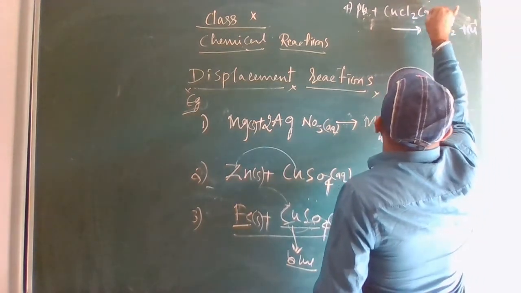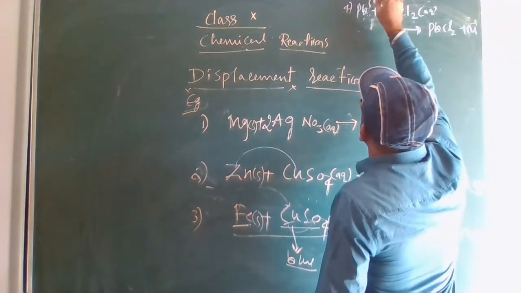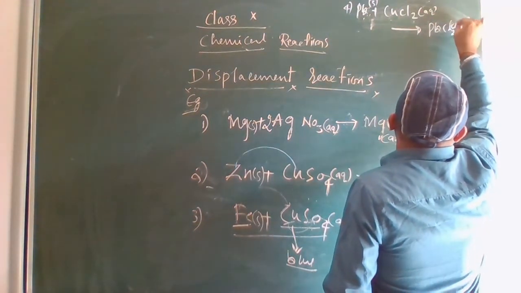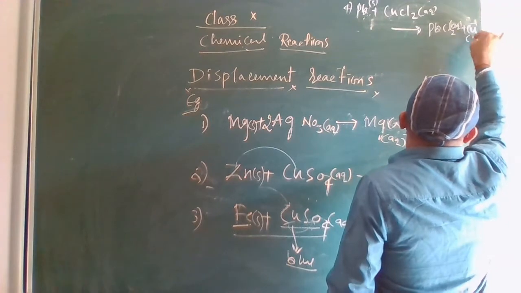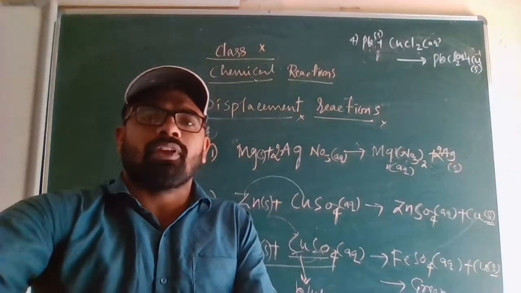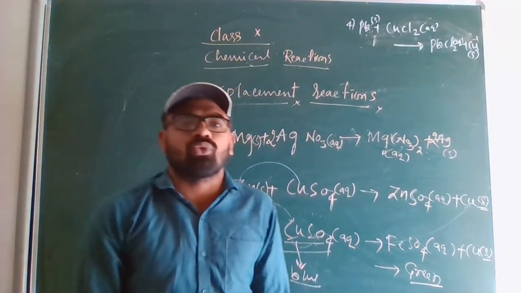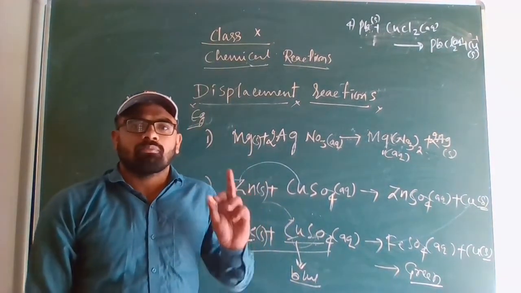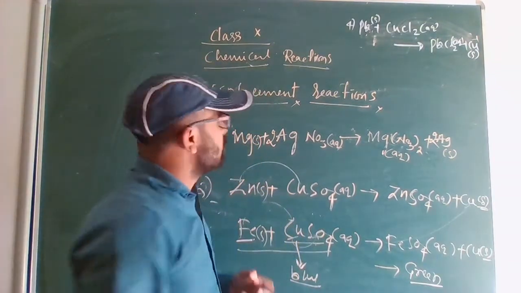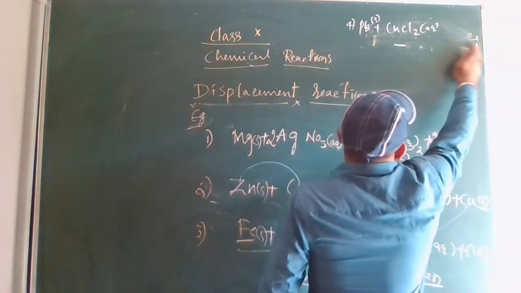So this is aqueous solution. Pb is lead, it will be in solid state. This will be aqueous solution, so this will be in solid state. So this is the fourth example. See, Pb plus CuCl2 will give me PbCl2, that is aqueous, plus Cu. I hope you can clearly observe this.